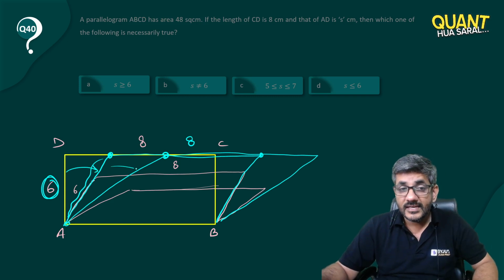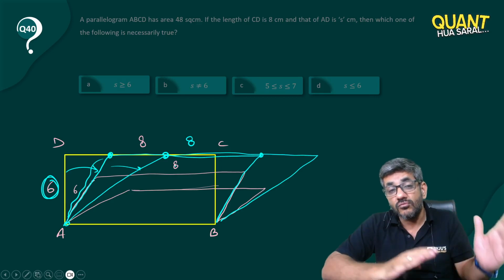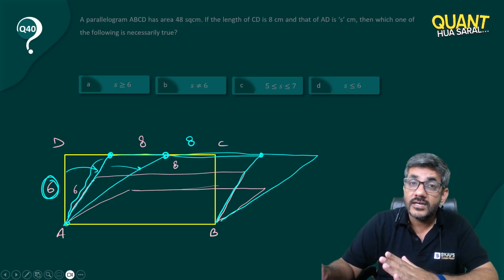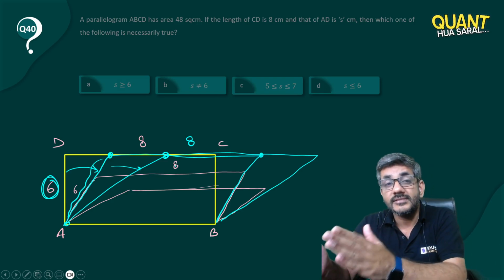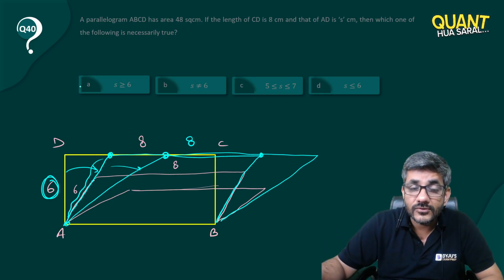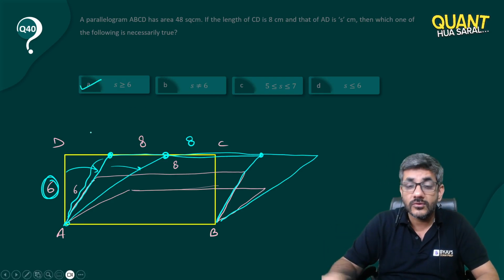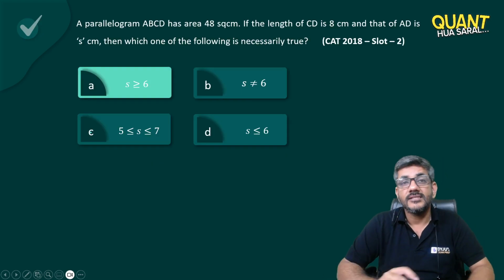So if you look at these sides, they are actually increasing. The more you tilt, the more they would increase. That means my value of S would keep on increasing from 6. So therefore, S is always greater than or equal to 6. And that is the right answer for this question.